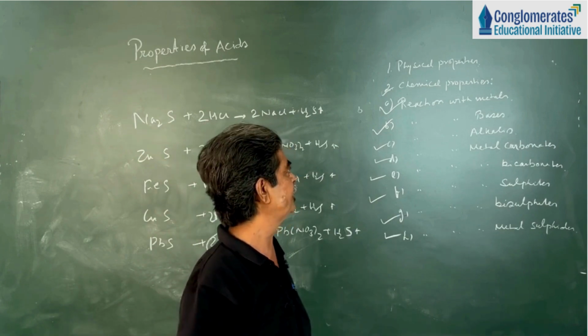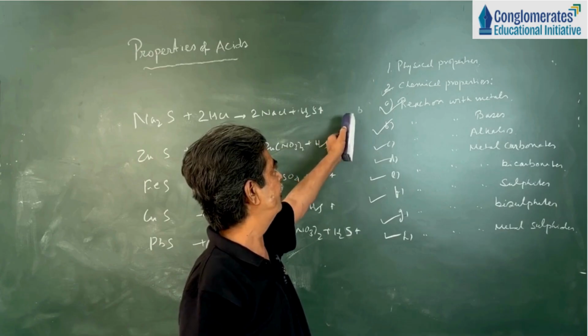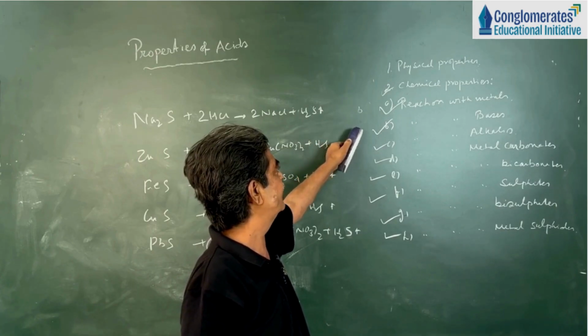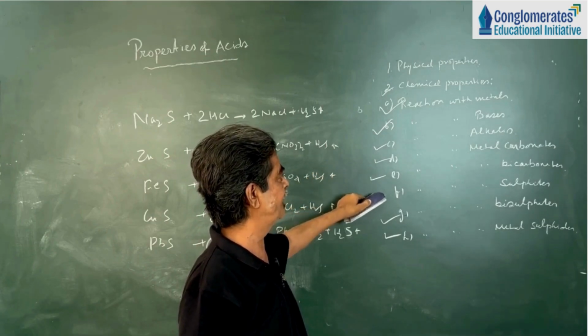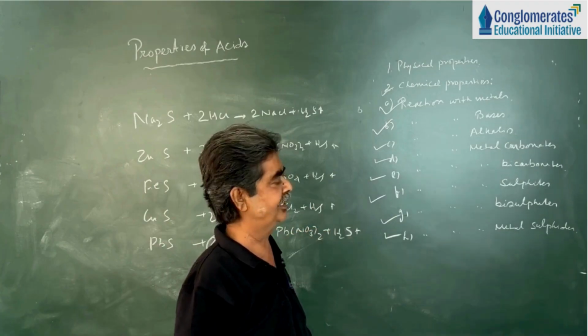So let me conclude the properties of acids: first physical properties and chemical properties, with metals, bases, alkalis, carbonates, bicarbonates, sulfites, bisulfites, and metal sulfides.